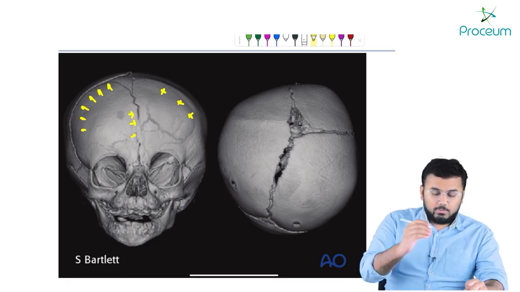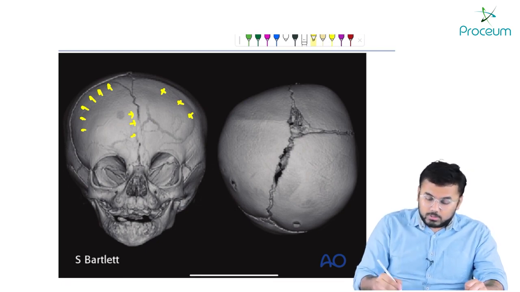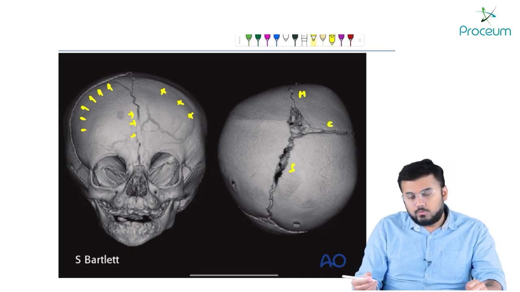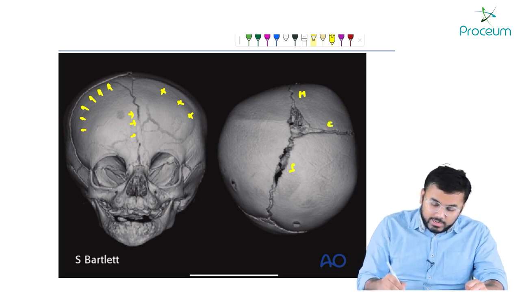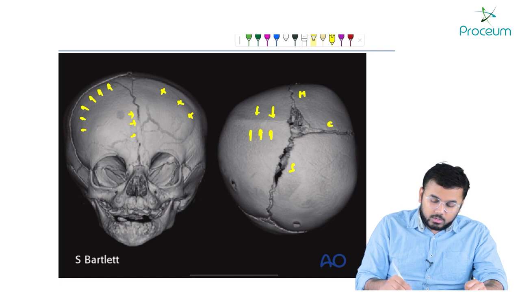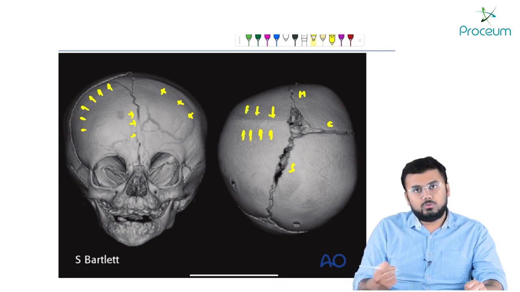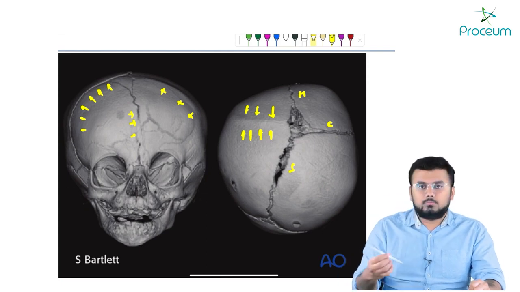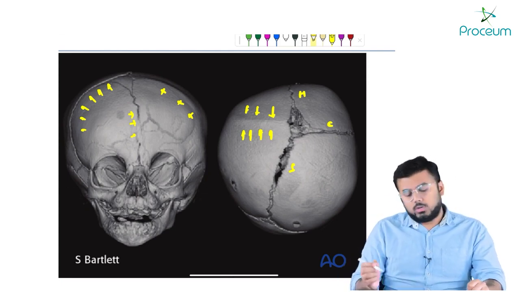If you look at the same image from the top, you see this is the metopic suture, this is the sagittal suture, and this is the coronal suture on one side. You see a ridge here. What is this ridge actually? This shows fusion. The coronal suture on the left side is fused. Now what will happen if the coronal suture is fused?